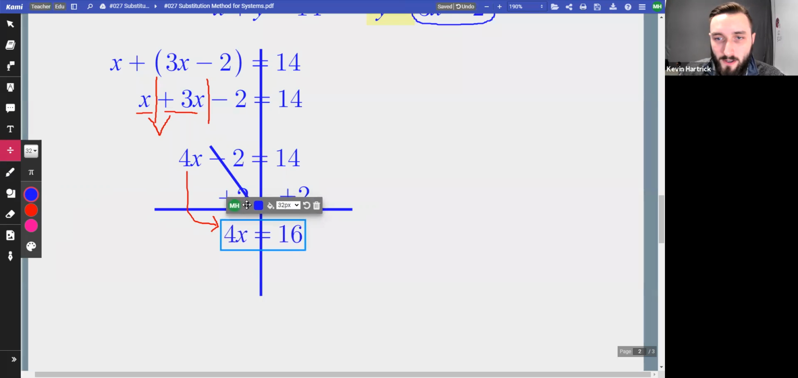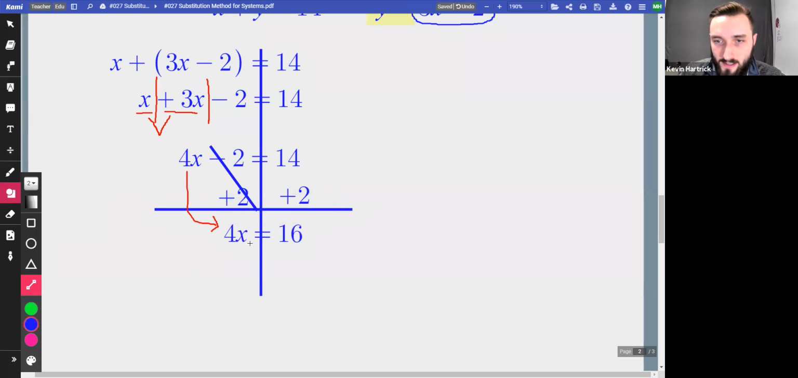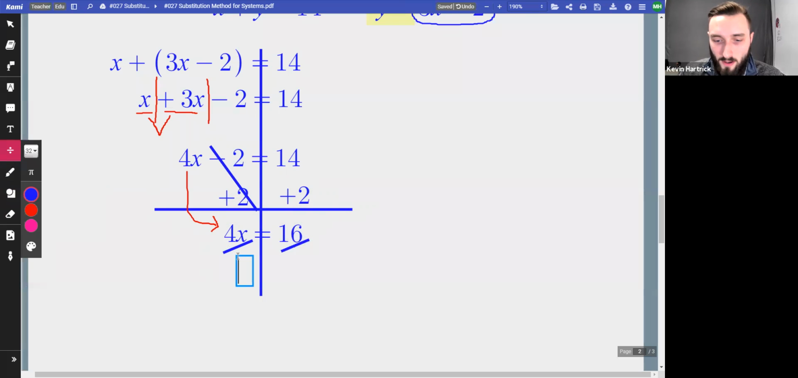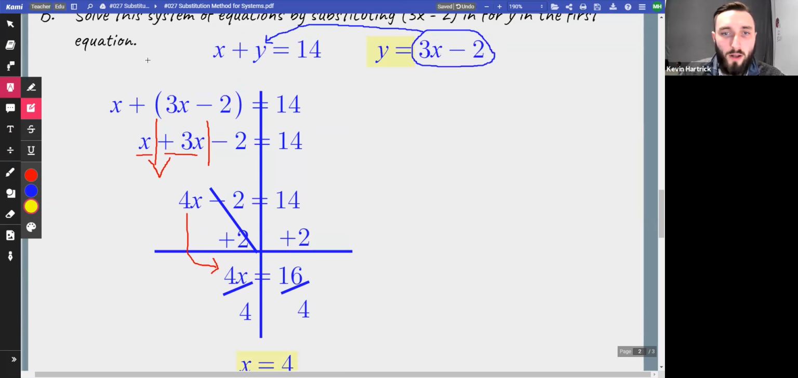And now my last step here is going to be divide by the number that is next to the variable. So in this case, that's a 4. I'm dividing by 4 on both sides to keep the equation balanced. And that gives me x equal to 4. So I found that x was equal to 4. We already knew that was the case based on the previous, but that's great.